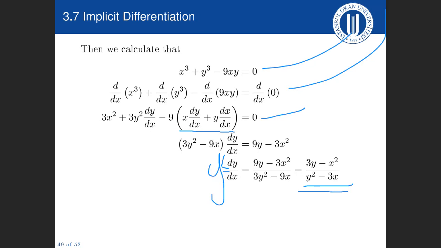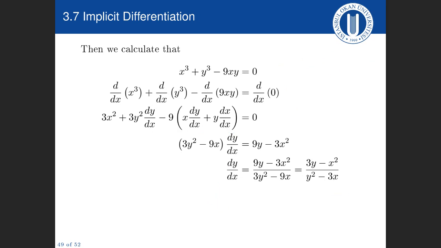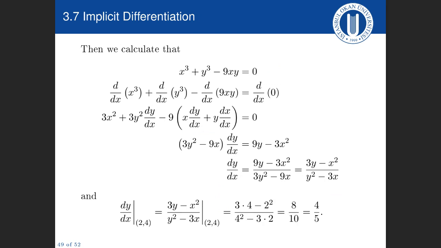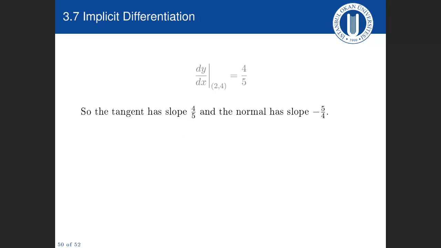I know I'm being quick on this slide. You can come back and check the details here later. We are interested in the slope at the point (2, 4). We want dy/dx at the point (2, 4). So we replace the x's by 2's and we replace the y's by 4's. And please check when you look at this later. We find that the slope is 4/5. So that means the tangent line has slope 4/5.